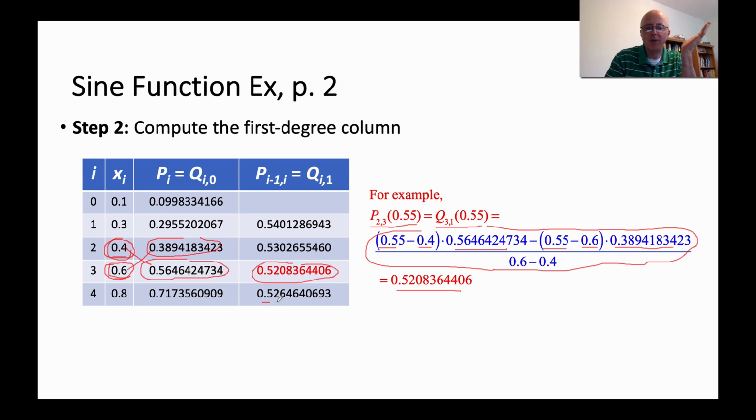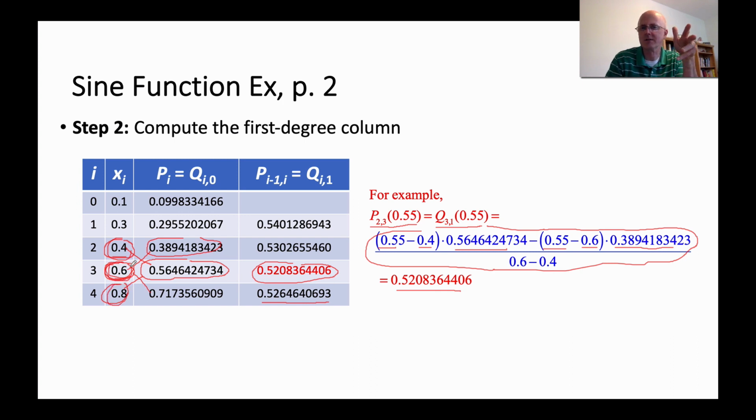As another example, this 0.526464, how would that be computed? I'm not actually going to show it here, but let's just talk about it. You'd take x, which is 0.55, minus 0.8. That difference times this number, 0.56464, minus, think about this fraction with the minus sign there, x minus 0.6, 0.55 minus 0.6 times this number, the 0.717356. That would go over here. Divide by 0.8 minus 0.6.